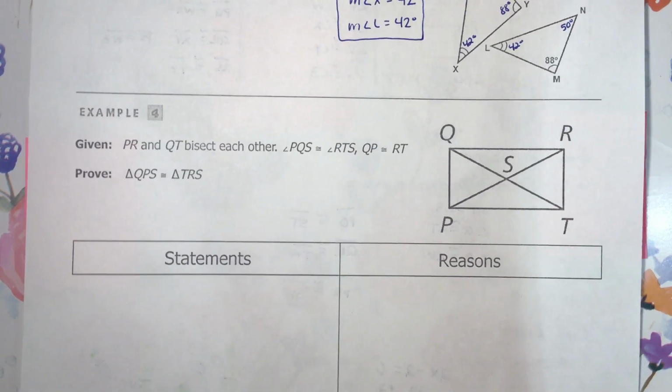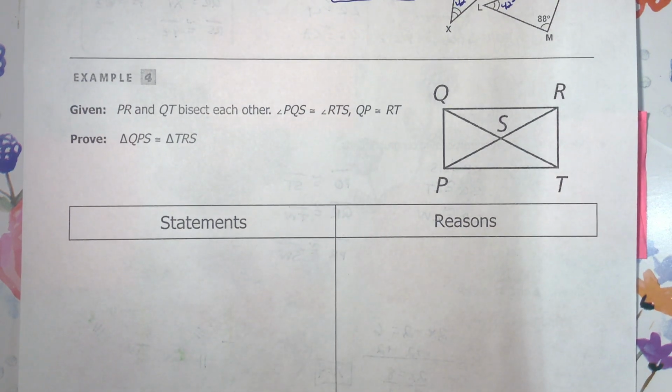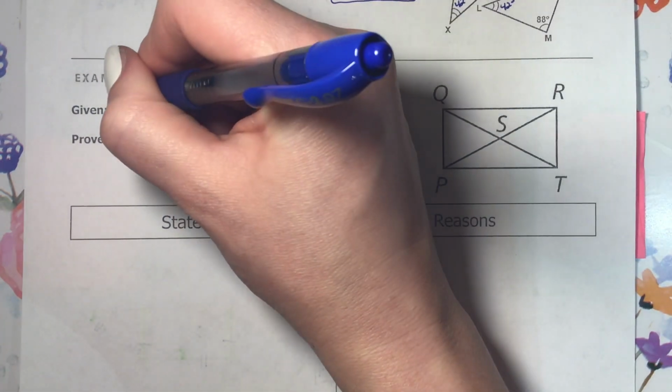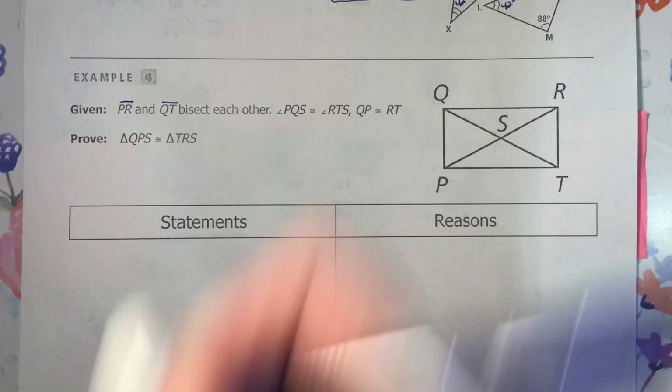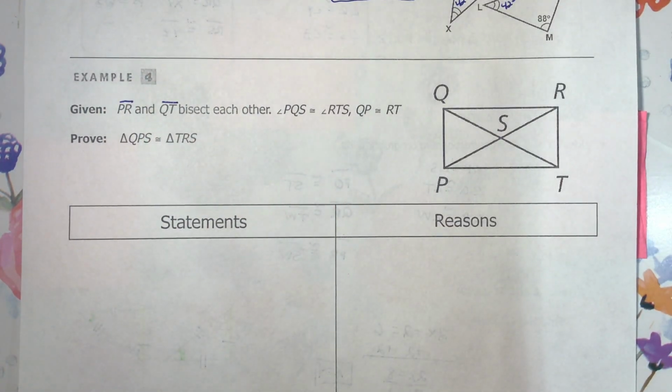Okay. We have one more example, example 4, and I know it's everybody's favorite. It is a proof, but you'll be glad to know that it is not that many steps. It's only 5 steps, likely because of how long this given statement is. It says given segment PR and segment QT bisect each other.